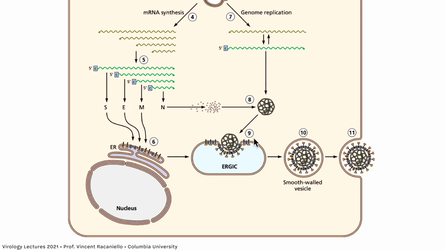So the budding doesn't occur at the plasma membrane. It occurs in the ERGIC, essentially. And then the virus particles are brought up and released as this vesicle fuses with the plasma membrane, which is a normal part of the vesicular transport pathway.